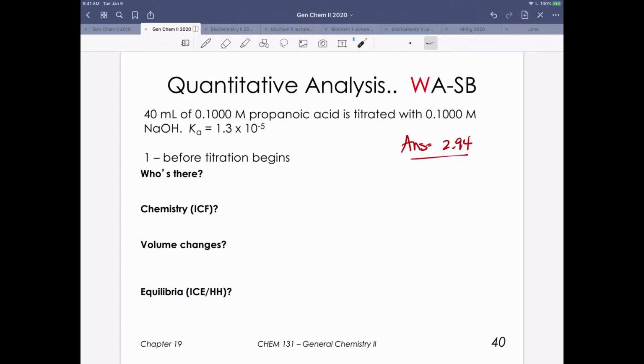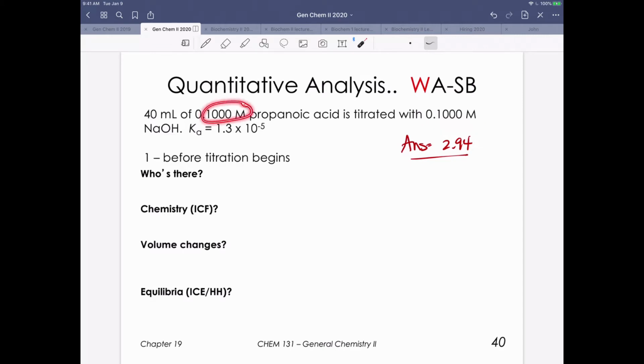So 4 points to this weak strong titration. First point is before the titration begins. So just to highlight what our titration is, we've got 40 milliliters of 0.1000 molar propanoic acid in our beaker. And then we've got 0.1000 molar sodium hydroxide in our burette.